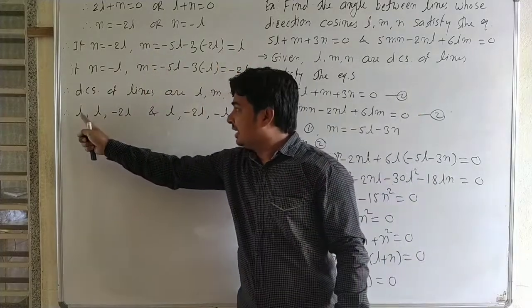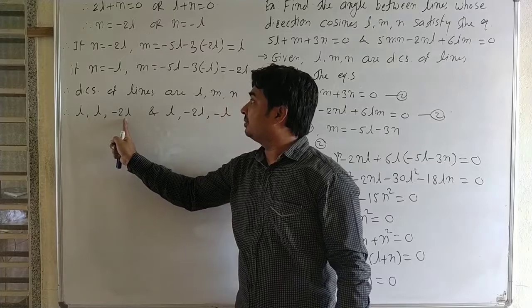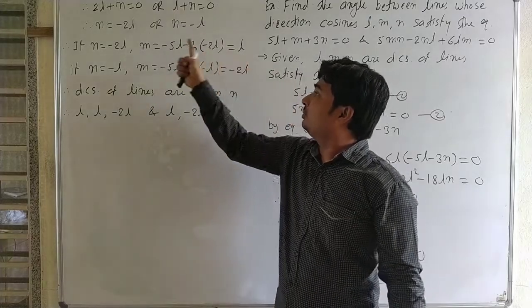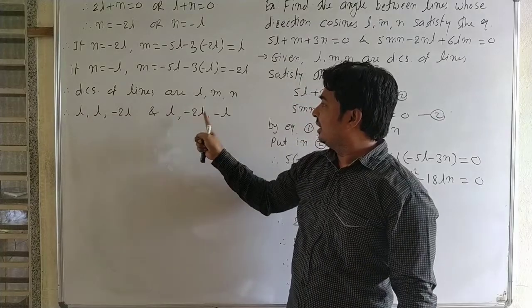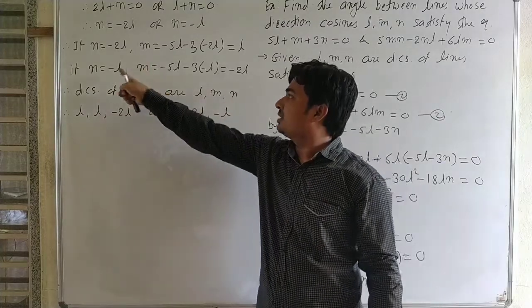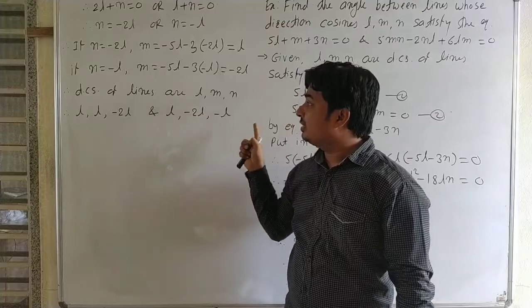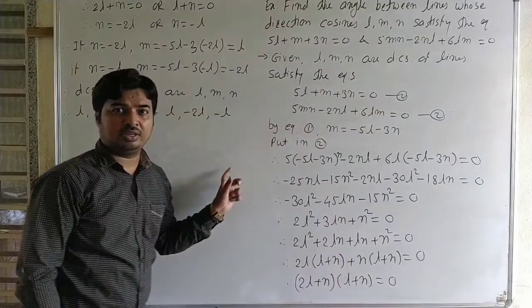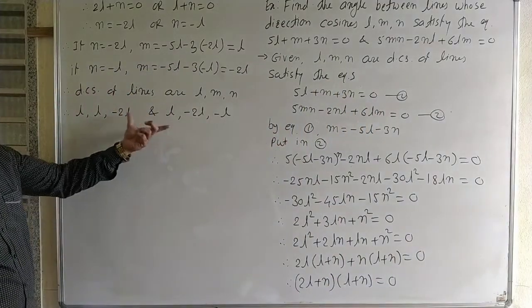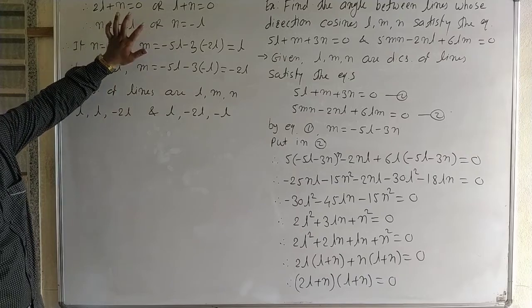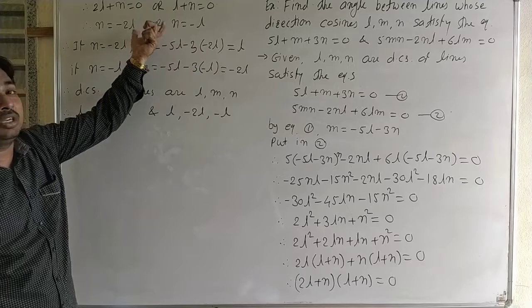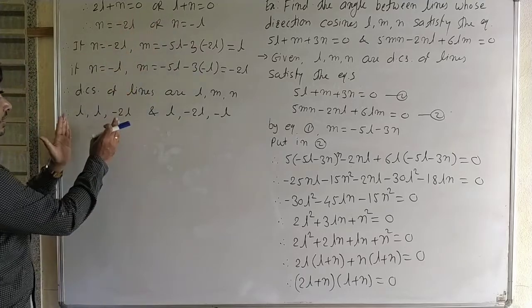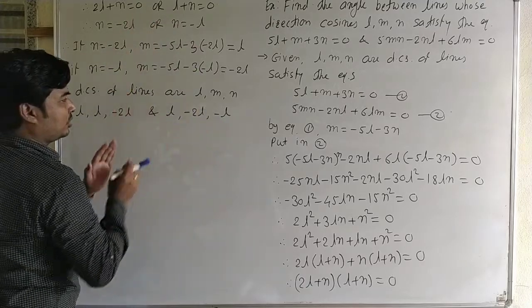Then it is L, m and n, and again L, m and n, are the direction cosines of two lines. Here the values of direction cosines are unique, therefore these two are different lines. Therefore we can write the direction cosines of the first line and the direction cosines of the second line.